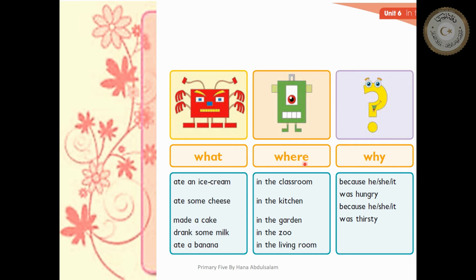Where? In the kitchen. Where? In the classroom. Where? In the kitchen. Where? In the garden. Where? In the zoo. Where? In the living room. So here we're speaking about the house. Kitchen. Living room. Classroom, where is the classroom? In the school. Garden. And zoo, where we can see the animals.